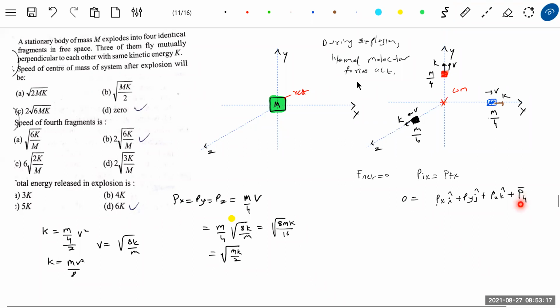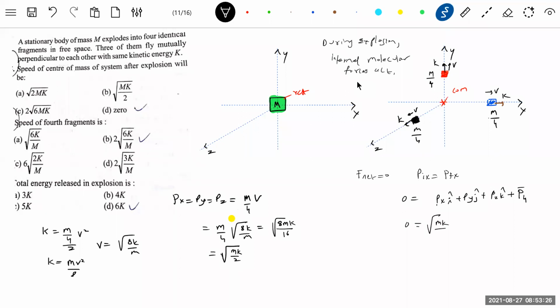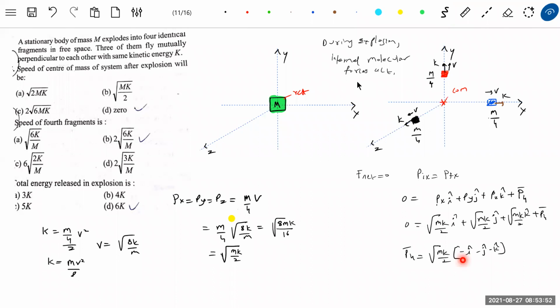So how should it move? That's what we are making a guess at here. Now do we know all these values? Do we know the momentum? Yes, it will be root of mK by 2, this i cap. So somewhere in space the fourth fragment will move. The speed of the fourth fragment is being asked. There is a momentum that we have. I want speed, so what shall I do?